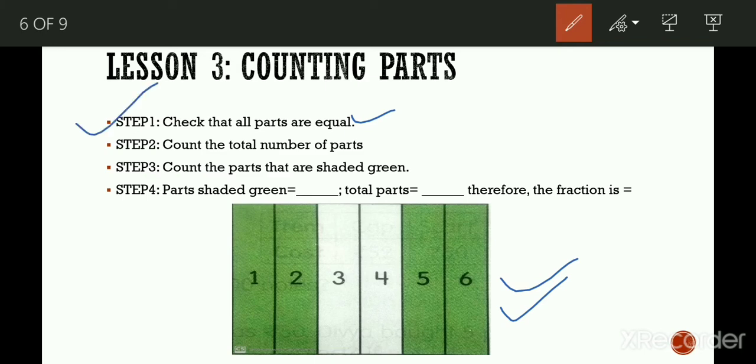Count the total number of parts. How many parts? Count the total number of parts. Correct. 6 parts. 1 part, 2 part, 3rd part, 4th part, 5th part, 6th part. Right? Coming to the step 3, which is count the parts that are shaded green. Is it that tough? Come on, you can count, right? This is so easy. Let's count it. 1, 2, 3, and 4.